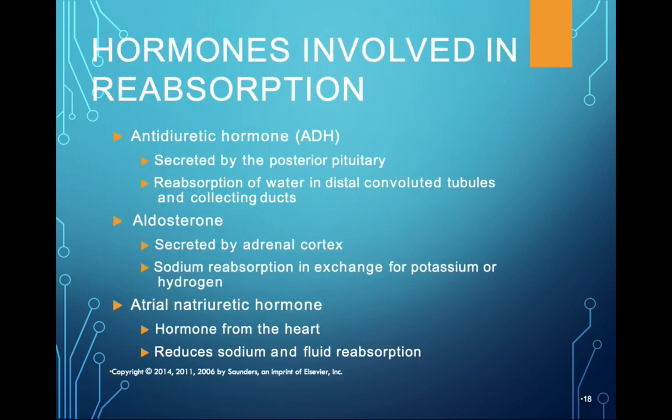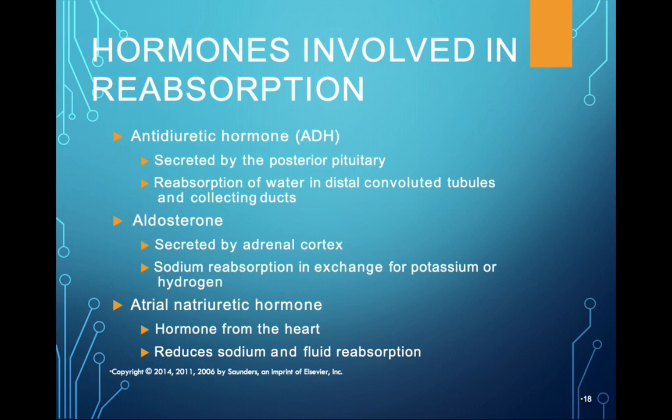Some of the hormones involved: ADH, aldosterone, ANP. Antidiuretic hormone is secreted by the posterior pituitary, and it's involved in the reabsorption of water in the distal convoluted tubules and in the collecting ducts. Aldosterone, which is secreted by the adrenal cortex, is involved in sodium reabsorption in exchange for potassium. So we hold on to sodium, you hold on to water, and the person doesn't pee, right? No urination. Antidiuretic, against losing the water.